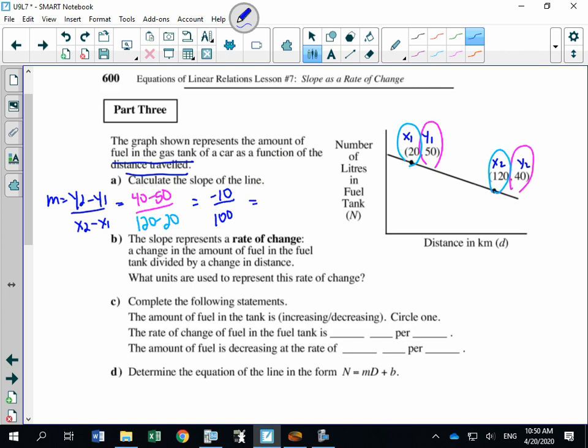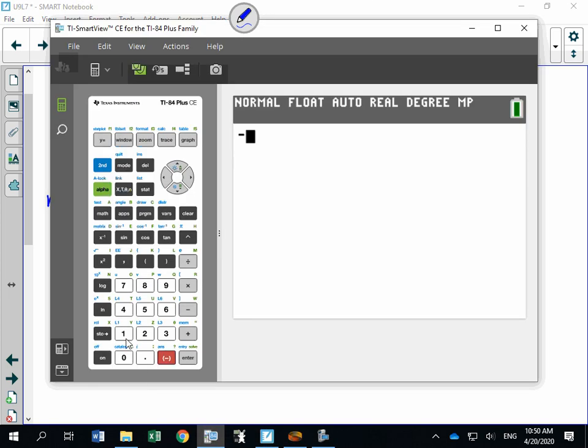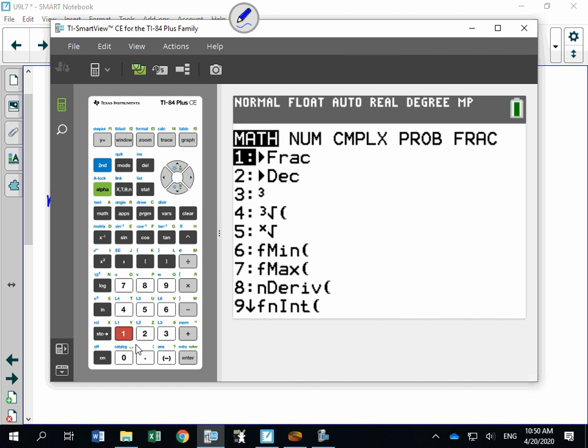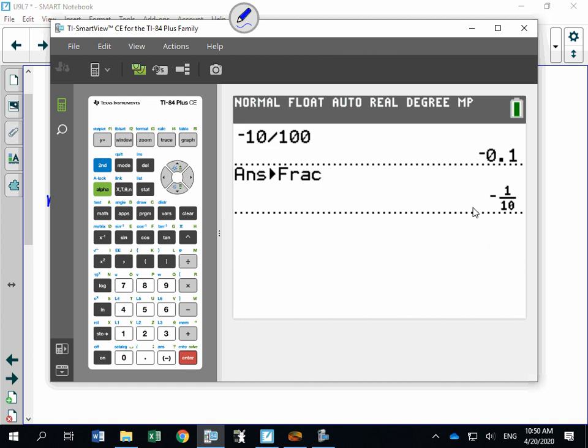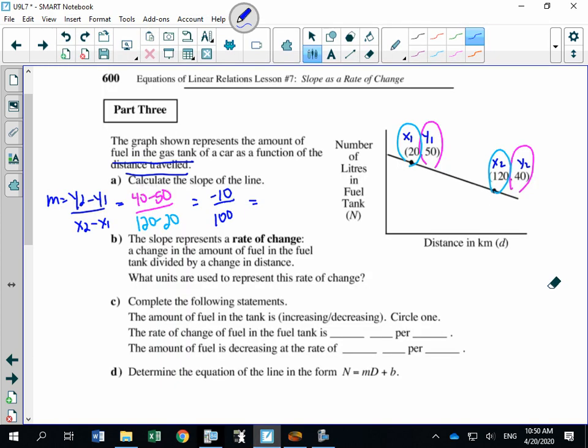Remember, we always reduce our fractions. So if you needed to, you could type in on your calculator negative 10 divided by 100, enter, hit math, one, fraction. Negative 1/10. Okay, so that is what our slope is.